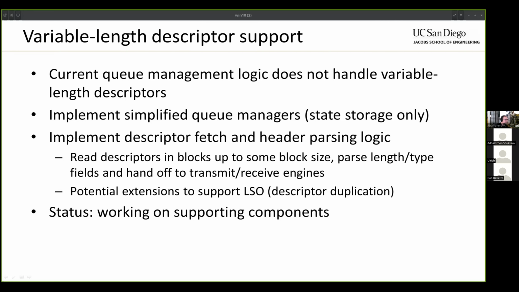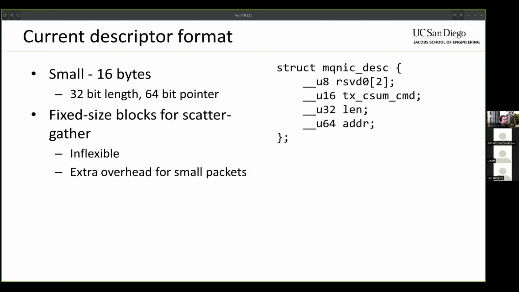So, all right. The current descriptor format, getting a little bit lower level, looks like this. It's 16 bytes. It's got a 64-bit address, 32-bit length, and then 4 bytes of other stuff, basically. The nice thing is they're small, right? It's only 16 bytes. So if you're sending simple, small packets, it's pretty efficient.